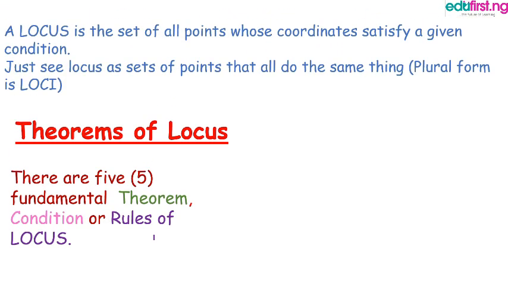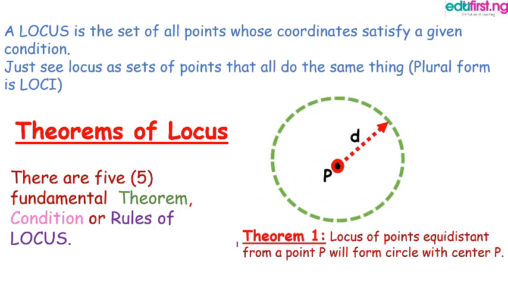A quick flashback on our previous lesson. We learned that locus is the set of all points whose coordinates satisfy a given condition. That is to say, a locus is a set of points that follows a particular pattern. We also learned that there are 5 theorems of locus. You can also call them conditions or rules of locus. We focused on theorem 1, which says the locus of points equidistant from a point P will form a circle with center P. So I urge you to check our previous uploads on locus so you understand theorem 1.